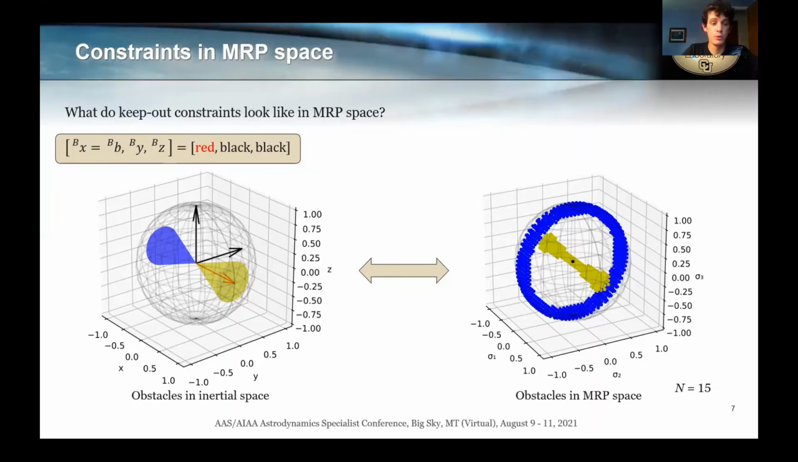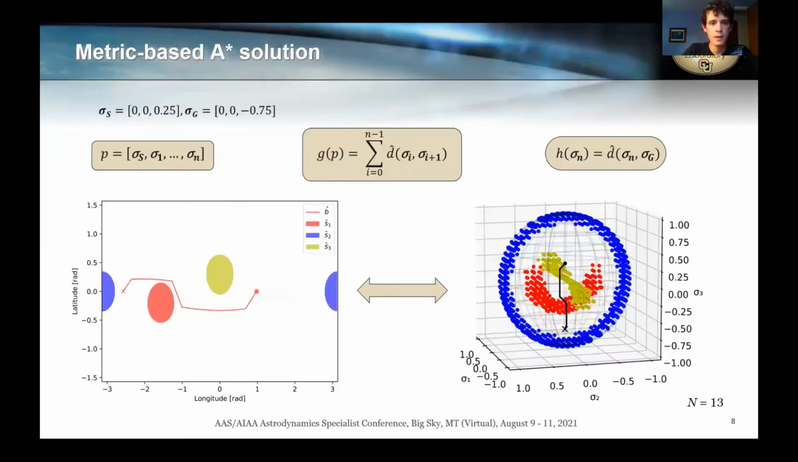Whereas the blue cone is mapped onto this ring-shaped blue obstacle that is located at the intersection between the sigma 2 and sigma 3 plane with the unit sphere. So this is a first metric-based A-star solution, which, again, is based on the metric; it tries to minimize the cumulative distance between all the waypoints in our path. And what we can see is that this solution is indeed constraint compliant.